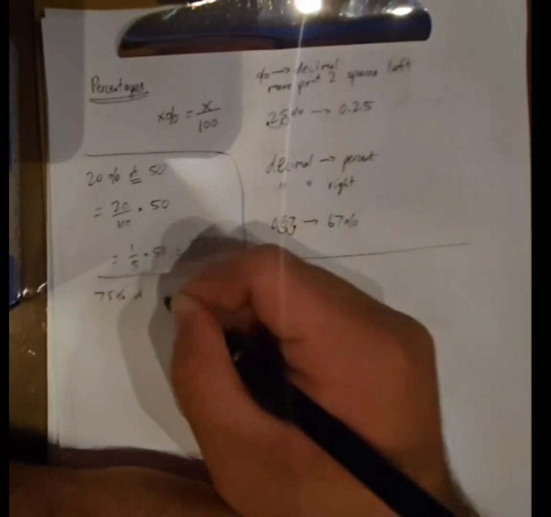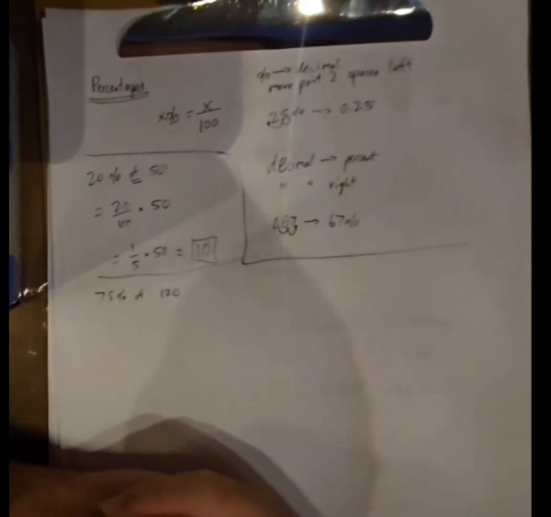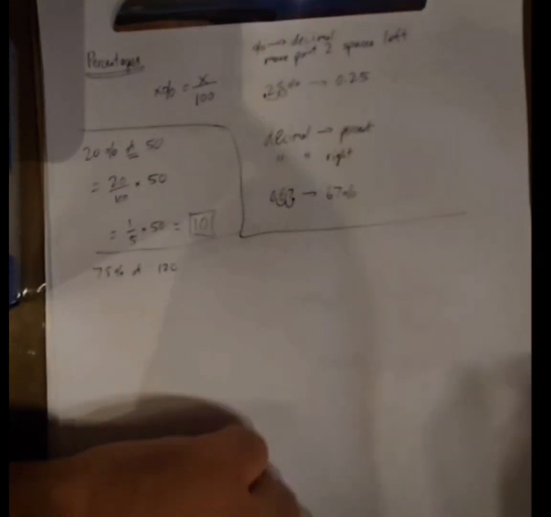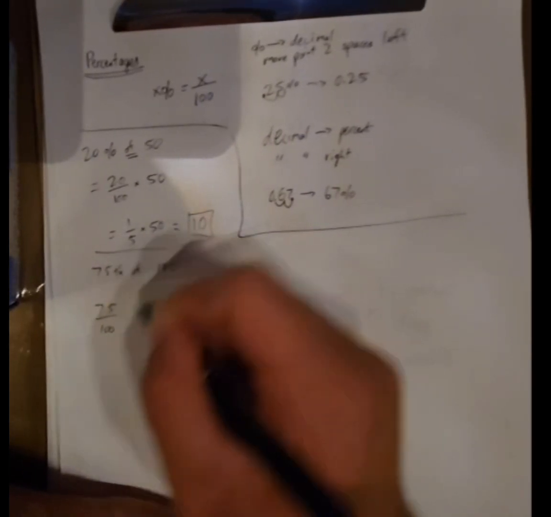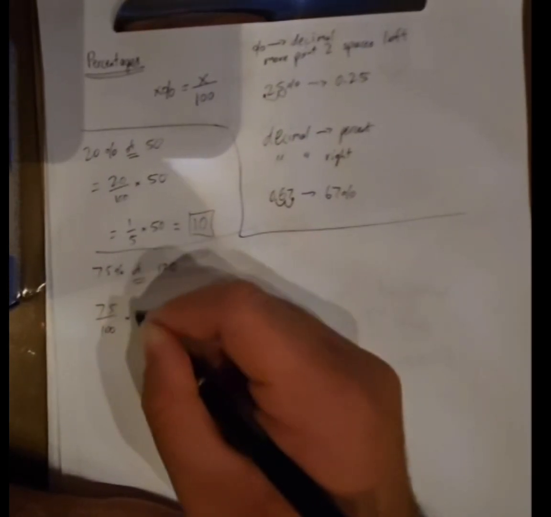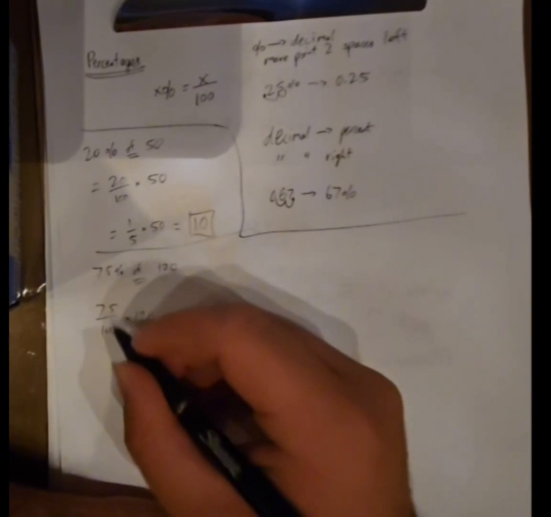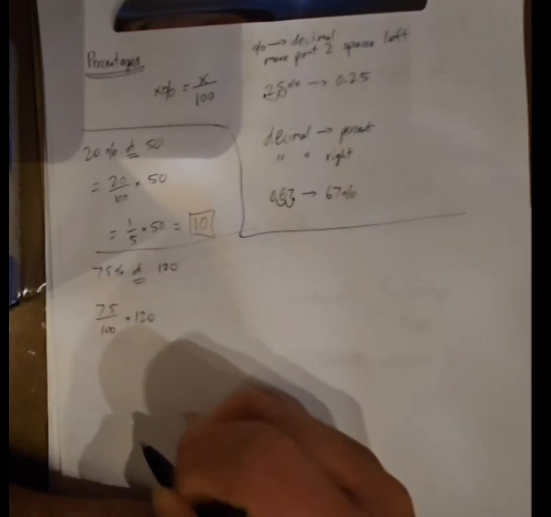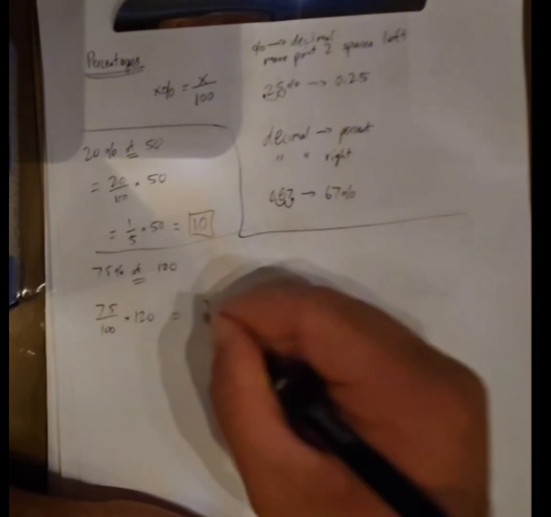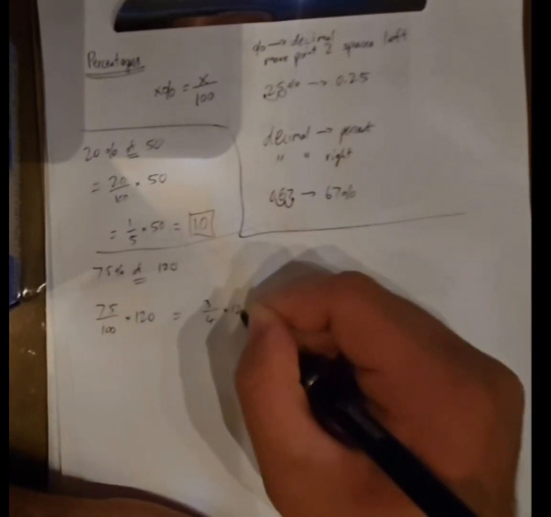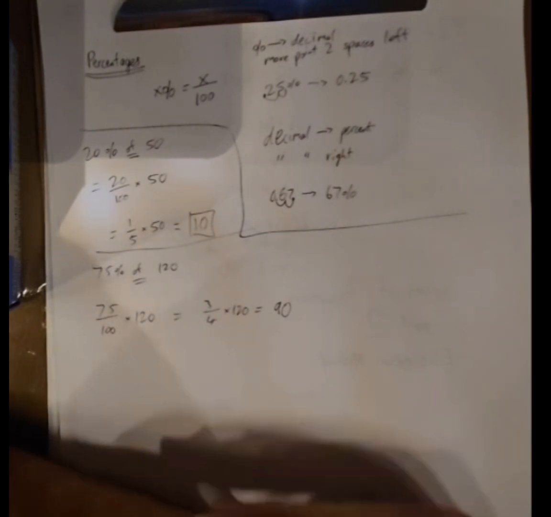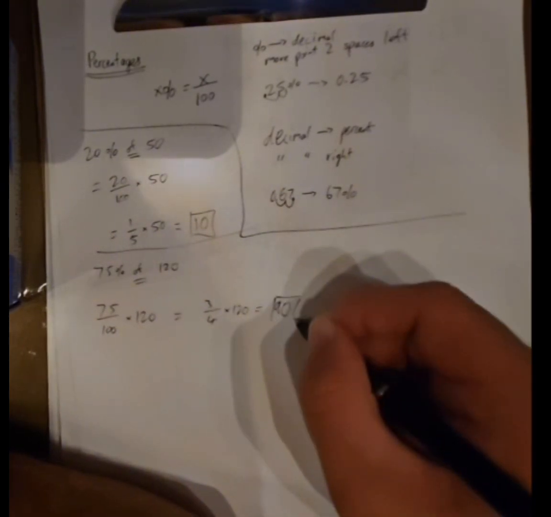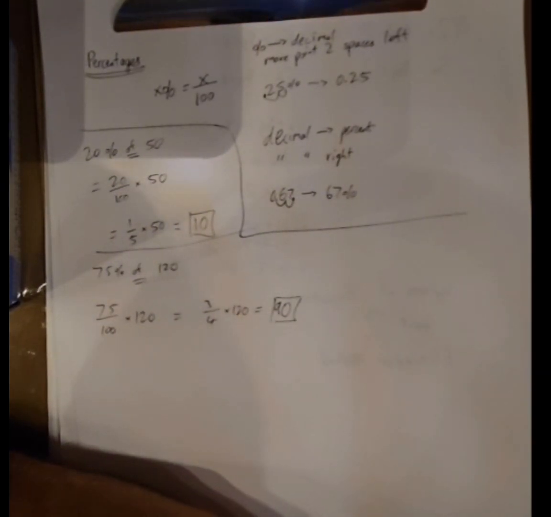Let's do another one. 75% of 120. And it's the same thing here. So 75% is just 75 over 100. Of means multiplication, and 120. So 75 over 100 is going to simplify to 3 over 4. 3 over 4 times 120. 90. And that's it. That is your answer, basically. 90.